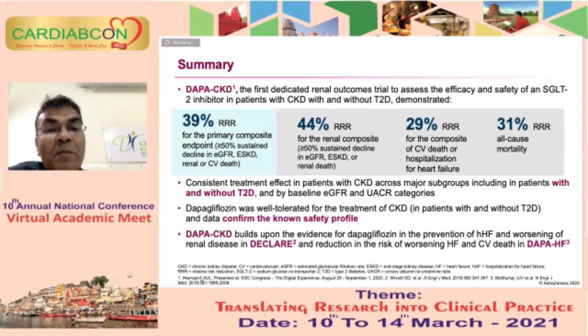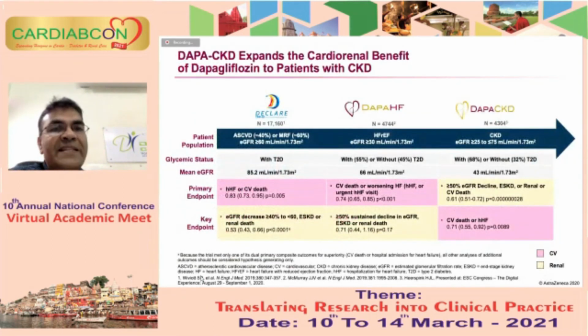DAPA CKD builds upon the evidence for DAPA in prevention of hospitalization for heart failure and worsening of renal disease in DECLARE, and the reduction in risk of worsening heart failure and CV death that was there in DAPA heart failure. So DAPA CKD further builds upon the same evidence which we had seen in DECLARE, which was much higher in DAPA heart failure, and DAPA CKD talks about the same benefit, which was prevention of hospitalization for heart failure and worsening of renal disease. DAPA CKD expands the cardiorenal benefit of DAPA to the patient with CKD. So we have the DECLARE trial, we have DAPA heart failure, we have DAPA CKD.